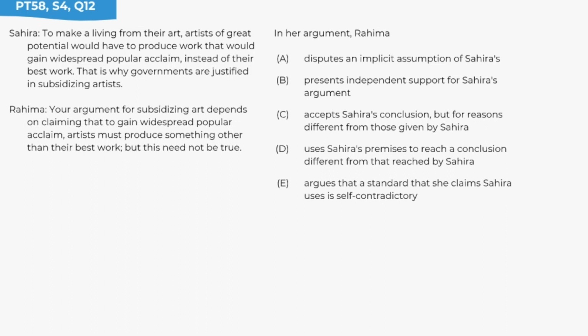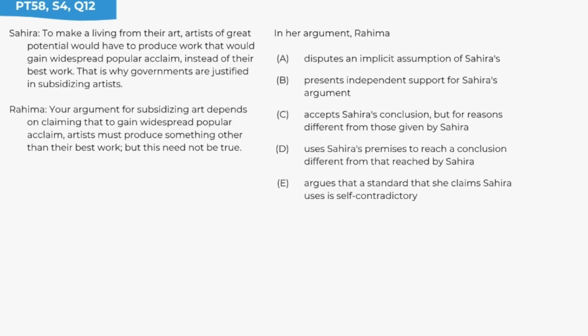All right, welcome back. So here it says that it's justifiable for governments to subsidize artists because in order for them to make money from their art, they need to produce work that's going to gain widespread popular acclaim instead of the best work. Rahima jumps in and says, no. That depends on assuming that those two things aren't the same. That depends on assuming that producing work that gains widespread popular acclaim isn't the same kind of work that is going to be their best work. And she attacks that position, saying that doesn't need to be true.